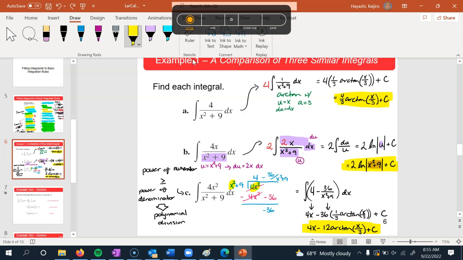The first one just straight up fits a formula. The second one requires a u substitution, but it is possible. The third one, you can't do a u substitution. It's not just straight up one of the formulas that you already know, but by doing a little bit of algebra, you can rewrite it in a form to where you split it up into 2 terms, and then each of those 2 terms is just like a very regular integral, no u substitution necessary.